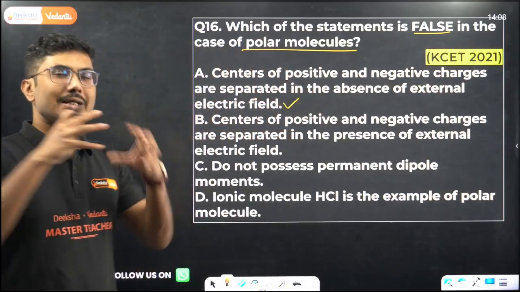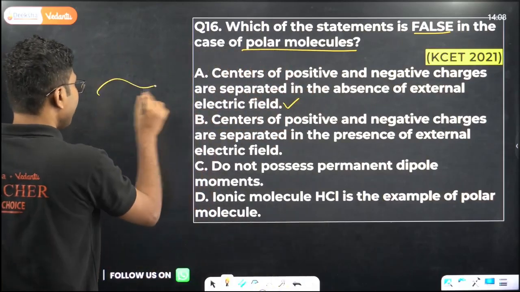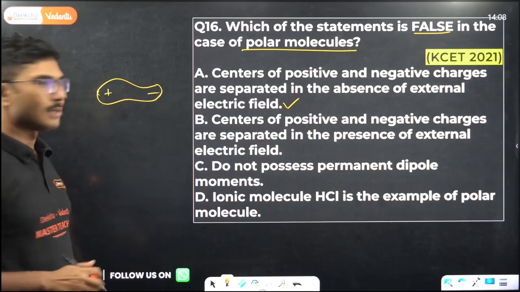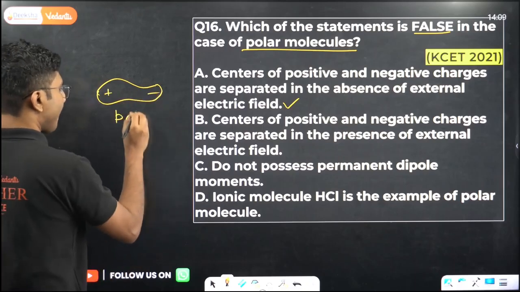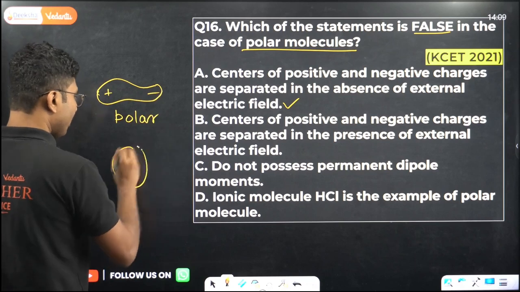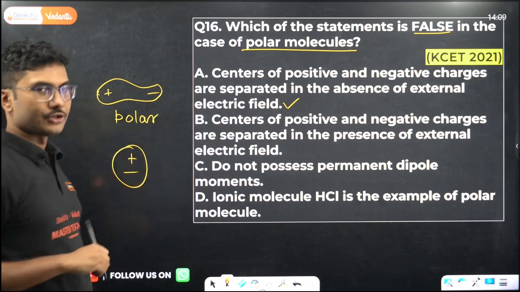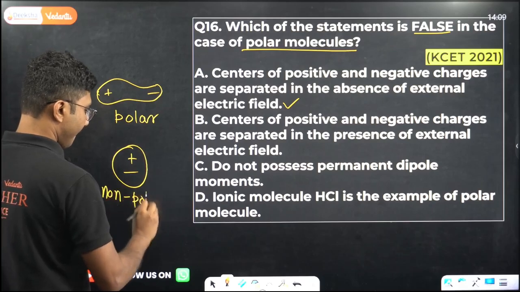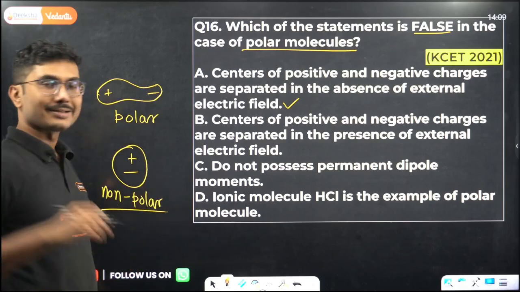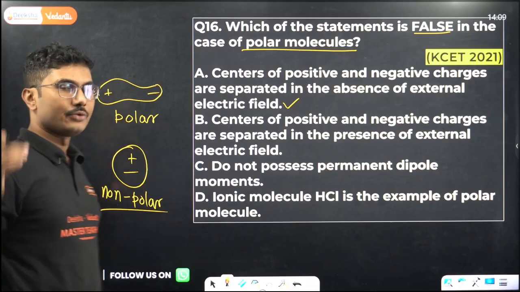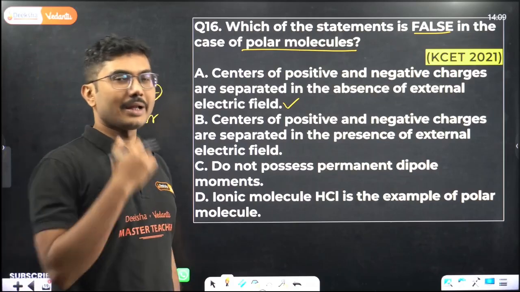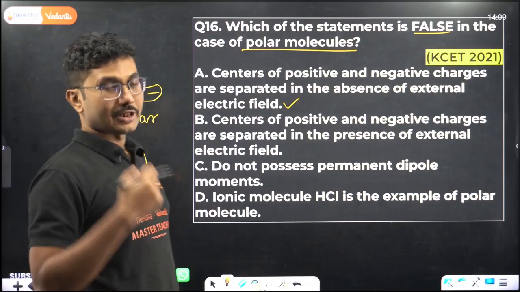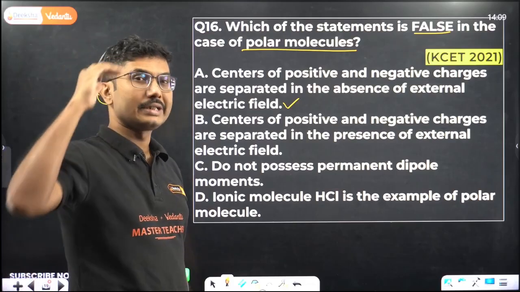Polar molecules, the centers are already separated. This is polar. For non-polar, positive and negative centers are at the same position. This is non-polar. You need to check my theory classes regularly. If you have any doubts regarding polar and non-polar, check my theory class, I think the second part of electrostatic potential and capacitance. There I have discussed polar molecules in detail.